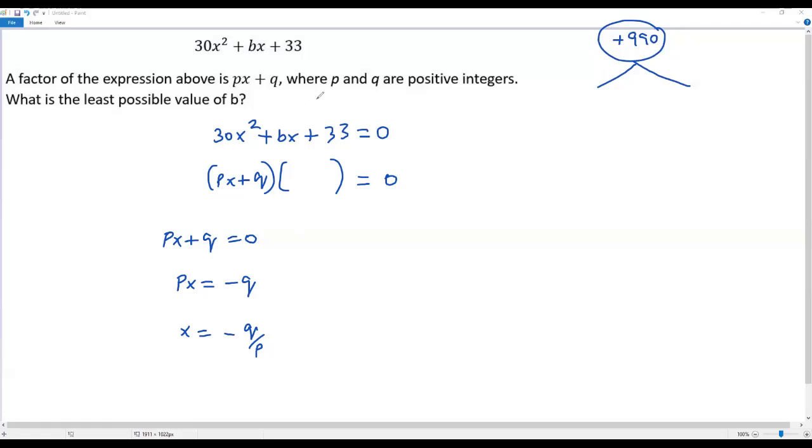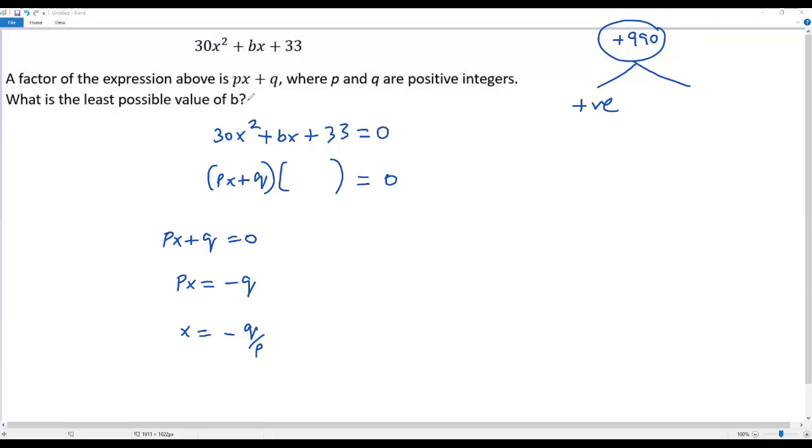And also there is the information that p and q are positive integers. Both p and q are positive integers, so the value of this fraction will be positive, because when I divide two positive integers, it will be a positive value. Since we have a negative sign in front of a positive value, this is completely negative. So the value we got for x over here is negative, and the factor corresponding to this negative value of x has to be positive.